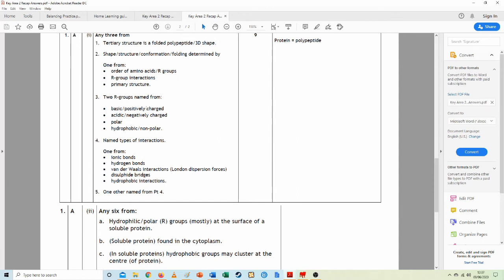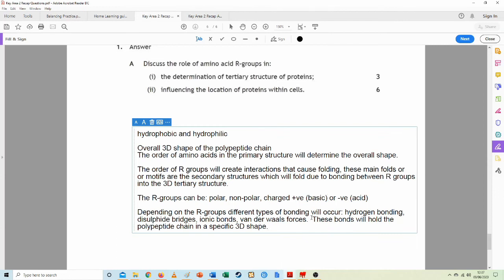So we've covered that, and then name the types of interactions. Only one from those would have been enough. Did I miss any out? Hydrophobic interactions. Cheeky.